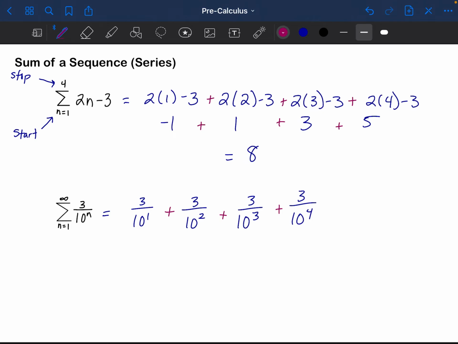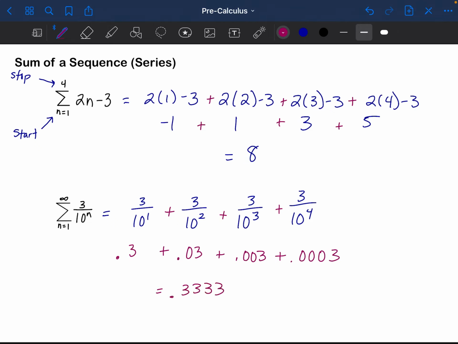All right, 3 over 10 to the first, well, that's going to be 3/10. So tenths place of a decimal, 0.3. Plus 3/100ths, that's going to be in the hundredths place, so 0.03. Plus, you get to the thousandths now, 0.003. And you can probably already see a pattern. The next one's going to be 0.0003.